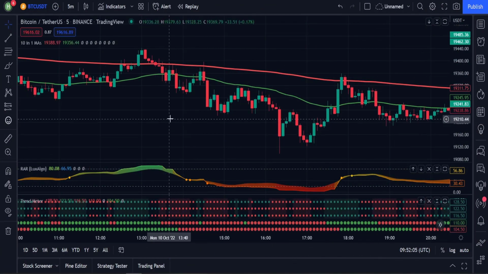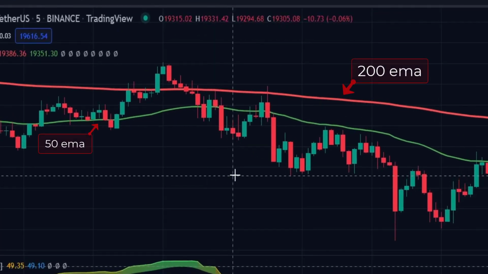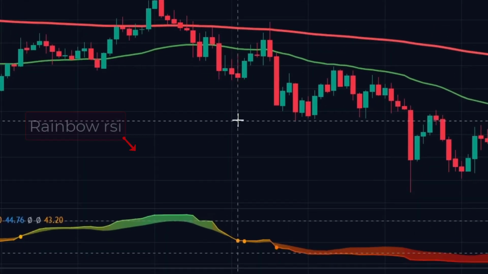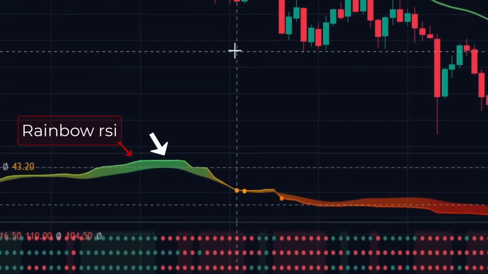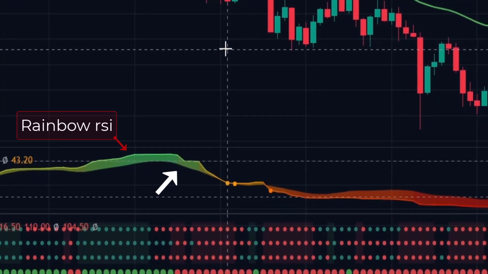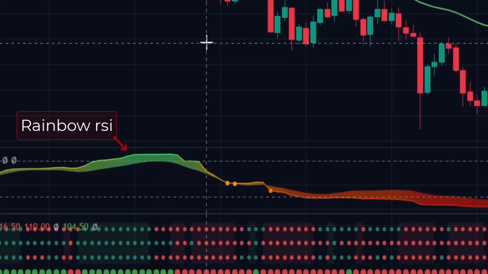Now let's understand the rules for entering a sell trade. First, the 50 EMA must be below the 200 EMA. Second, the rainbow RSI must issue a new sell signal. For that, the RSI line must first cross above the 80 level. Then it has to cross downwards, and then also cross the smooth line. As soon as that happens, a tiny circle will appear.